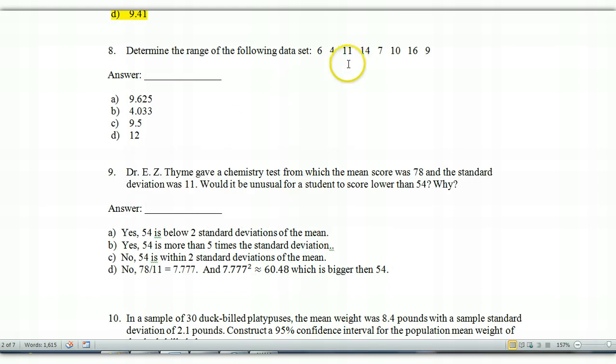Alright, range. This is about the easiest question on the test. Range is the largest number in your set minus the smallest number in your set. So 16 minus 4 is 12.